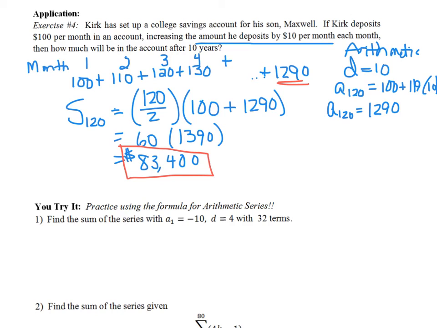That's quite a sum. Now what I'd like you to do is try the 3 U-Try-Its that are in your notes on page 8, and then come back and check with me, and I'll go over each one individually.